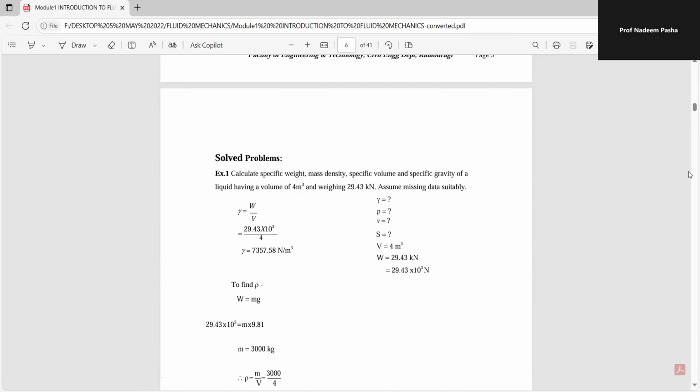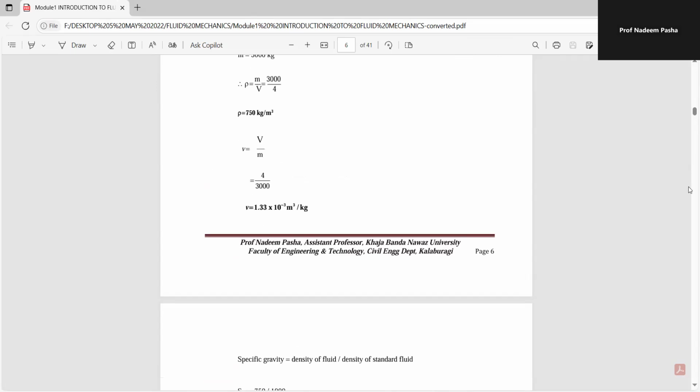Now density equals mass by volume. Mass is 3000, volume is 4. So how much does it come out to be? 750 kg per meter cube.